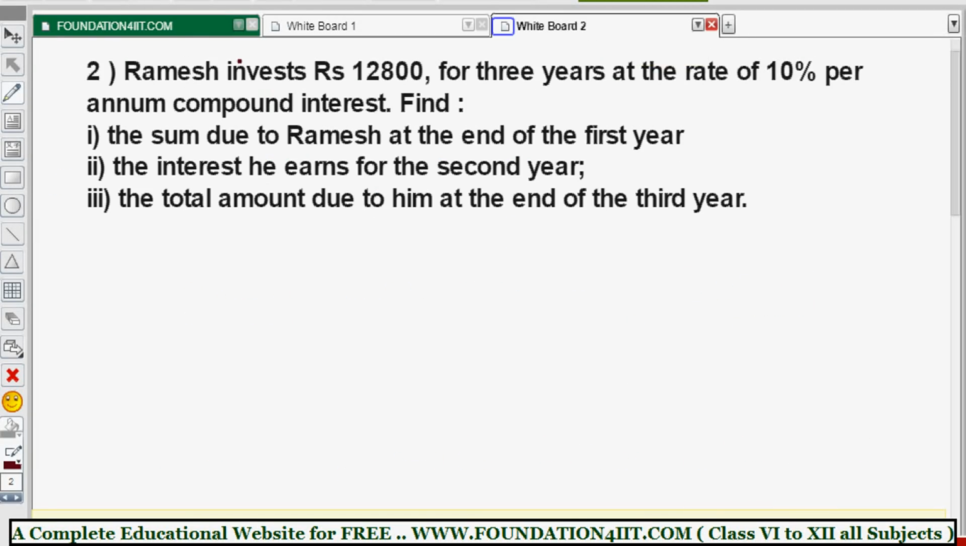Okay, if you observe here, Ramesh invests 12,800 for 3 years at the rate of 10% per annum compound interest. Now three questions we need to solve one by one. First, the sum due to Ramesh at the end of the first year. Second, the interest he earns for the second year. Third, the total amount due to him at the end of the third year. So the final amount also we need to find out. Let's go step by step. First, the principal for the first year. Whatever investment is there is the principal for the first year.